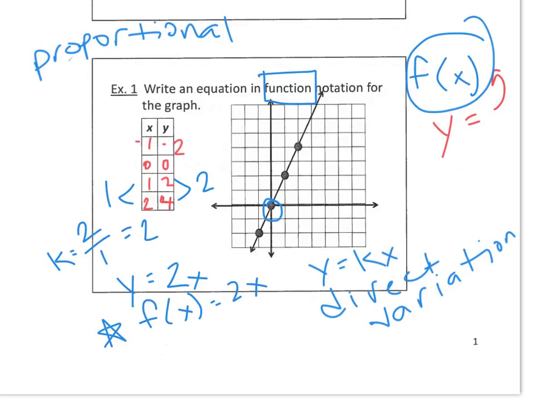This is the main way we're going to be giving our answers, but every now and then they'll ask for it as a function notation, which basically just means write it f of x. That's all that means. All right, let's go to example number 2.